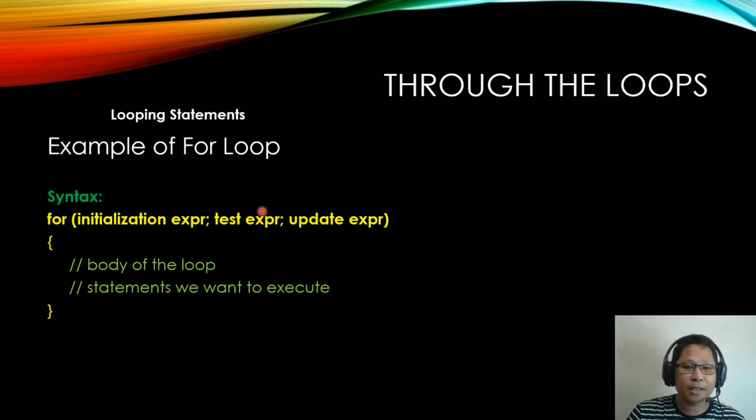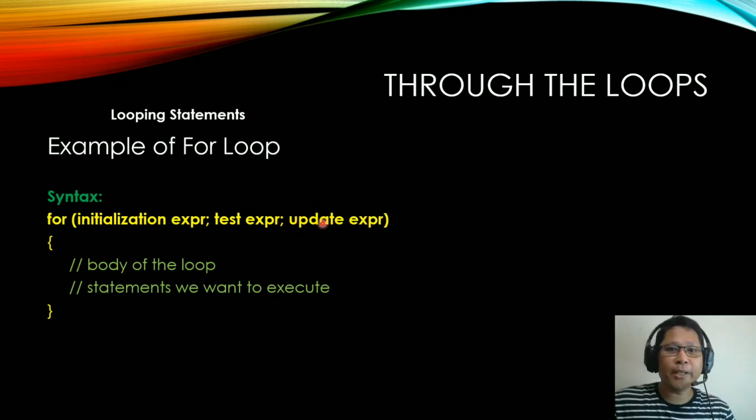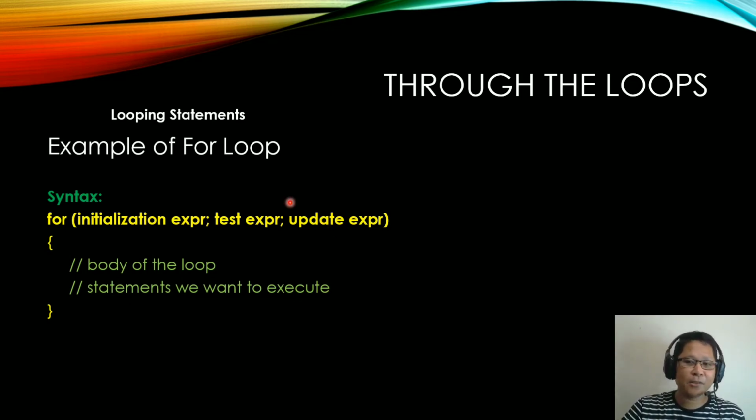For example, of the condition, i is less than or equal to 10, just like that. And then the update expression is our increment or decrement phase. After executing the loop body, this expression increments or decrements the loop variable by some value. For example, i plus plus, as we have mentioned earlier. Okay, so let's proceed.